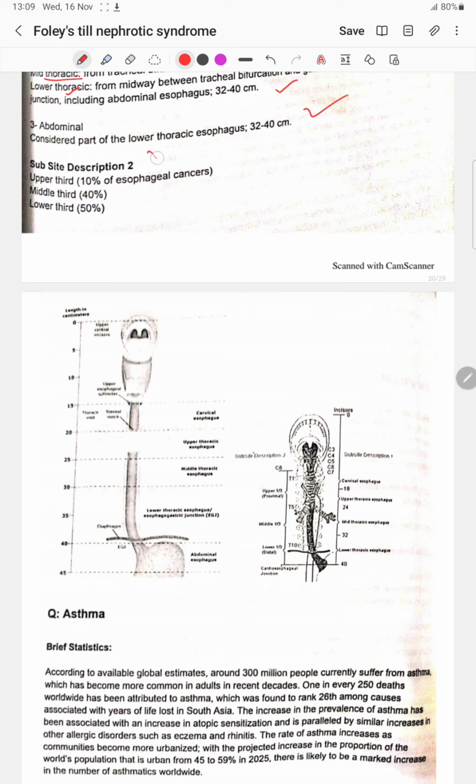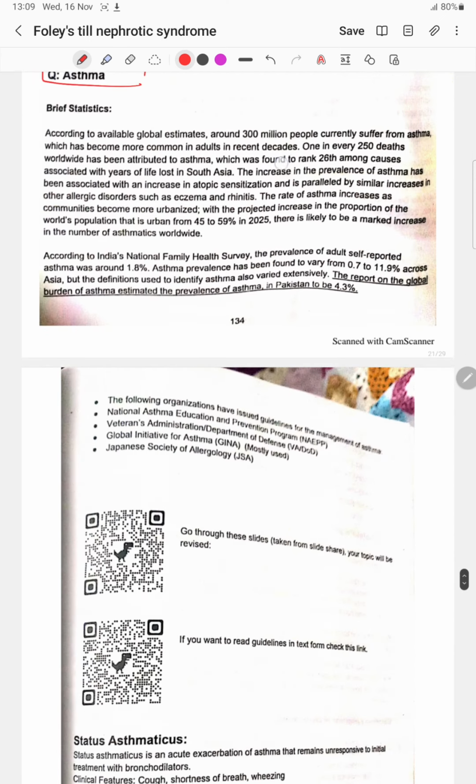Subsite description two: the upper third accounts for 10% of esophageal cancers, the middle third 40%, and the lower third is 50% of the cancers. And the next most important topic is asthma.